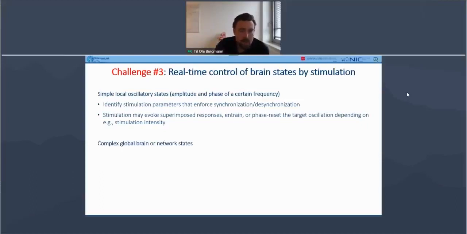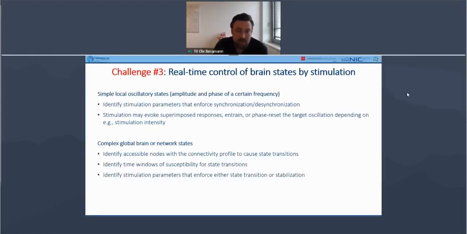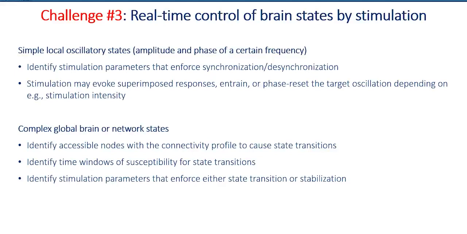And for the more global network states, we have to identify the accessible nodes with the connectivity profile able to cause a state transition of interest. So we have to find out where to stimulate, identify the time windows of susceptibility for state transitions, so when to stimulate, and identify the stimulation parameters that enforce either state transition or stabilization, and if a state transition, then in which direction, so how to stimulate.